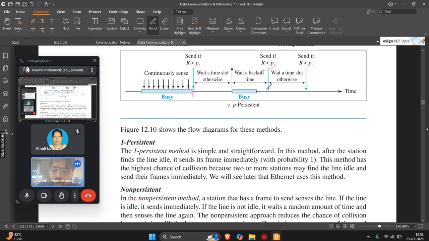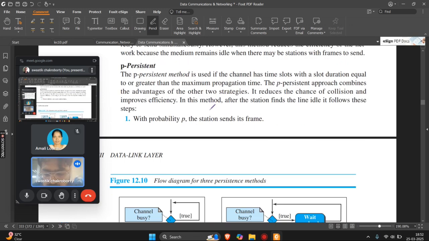It is instead drawing a dice. It is doing a lucky draw. So whenever it has a chance to send the packet, it will draw a random variable between 0 and 1 and compare it with the fixed value p. If it is less, it will send. If it is more, it will not. So whenever it is finding an idle channel, it is not sending. It is instead waiting. So this is a p persistent method.